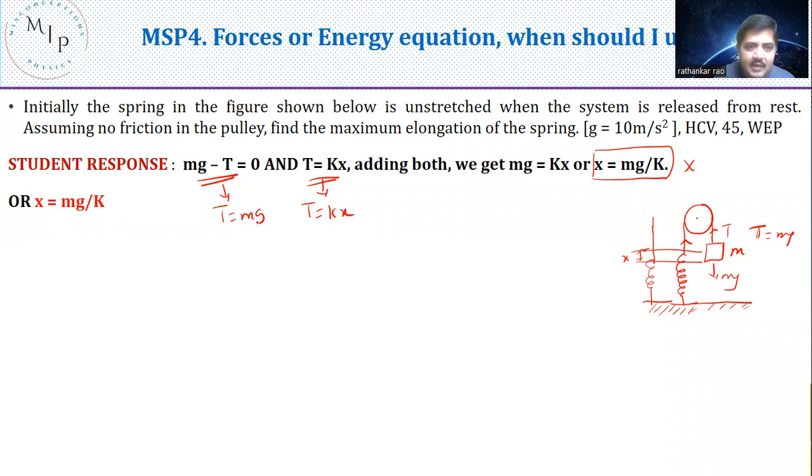Now you observe T equal to mg is nothing but a constant force. And you observe here, this T equal to kx is a variable force. So you should not equate a constant force to a variable force, which is incorrect. Okay. So as a result of this, you should not use this rule. Now, what rule should I use?